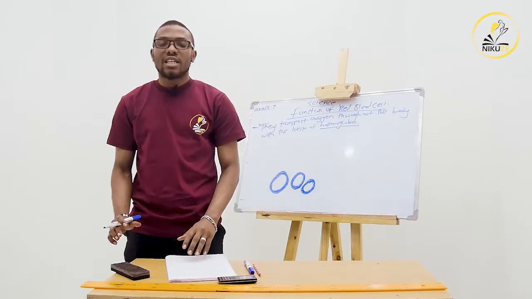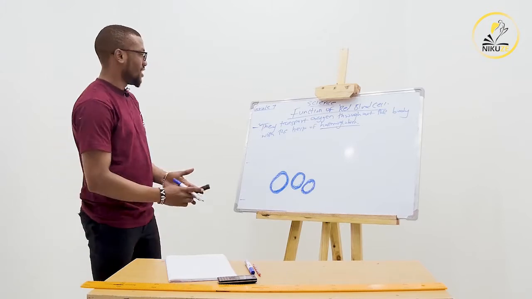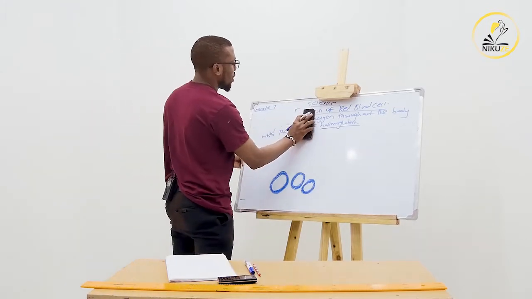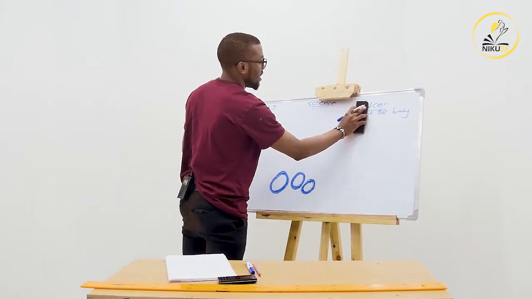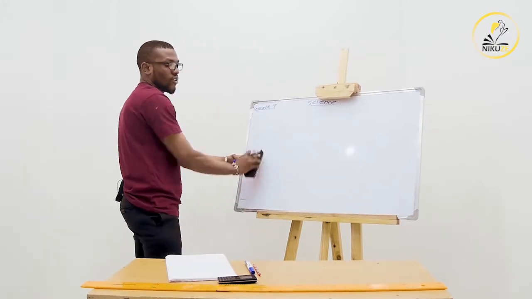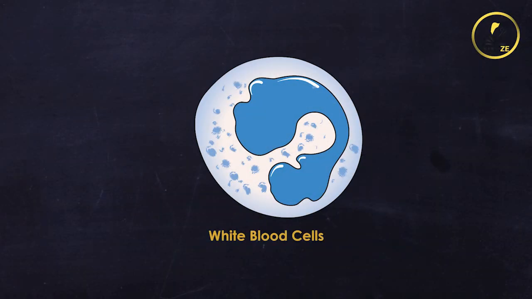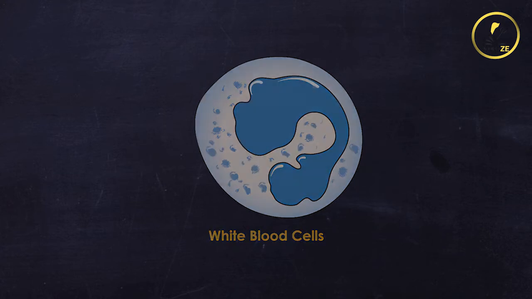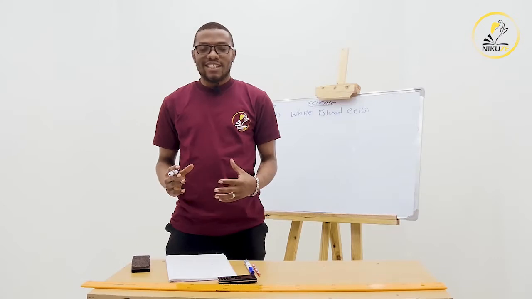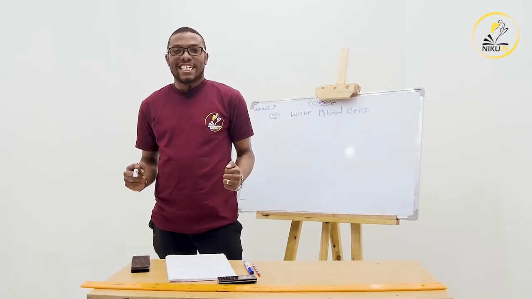Now we move to the third component of blood, which is the white blood cells. The third component of blood that we are looking at is the white blood cells. What you should know, these ones are also referred to as ascari.